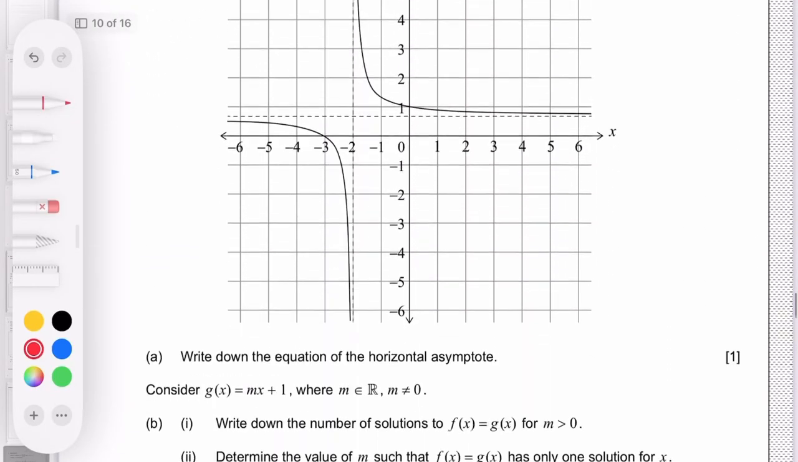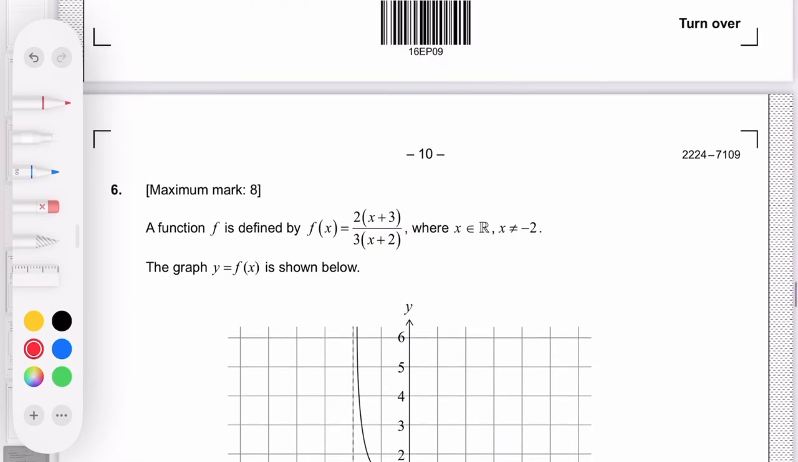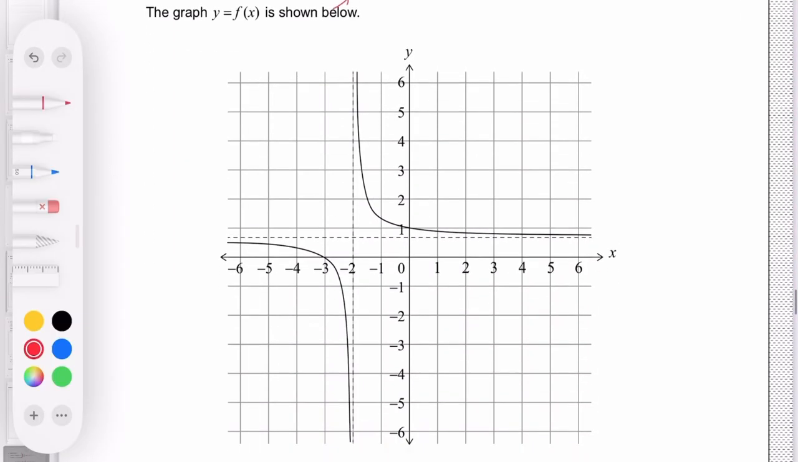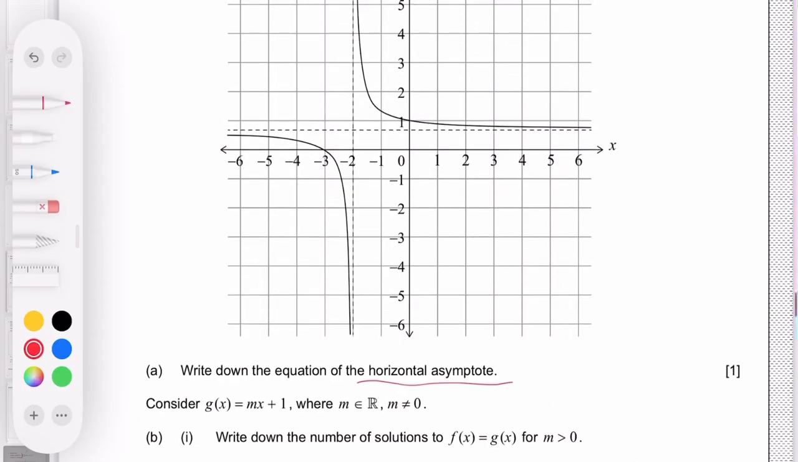Then a rational function question. Horizontal asymptote. Well, if you know the answer, you know the answer. It's just the coefficient of x on top over the coefficient of x in the bottom. So it's y equal to 2/3. Let g(x) be mx plus 1. Write down the solution. Oh, this one is quite hard.